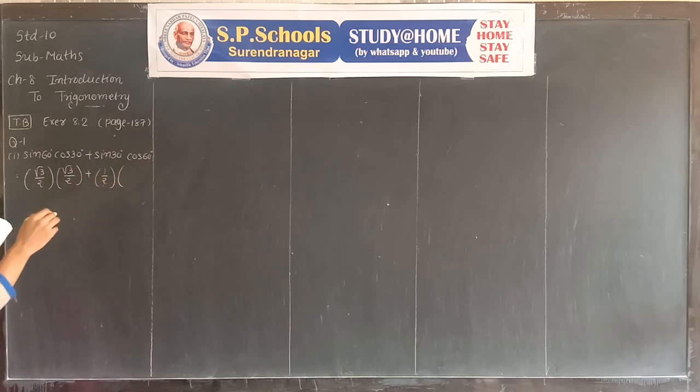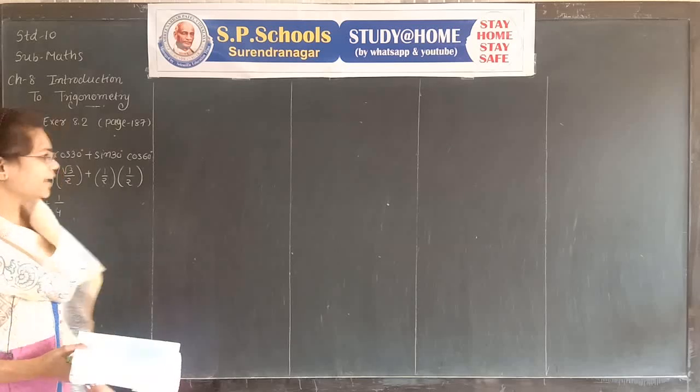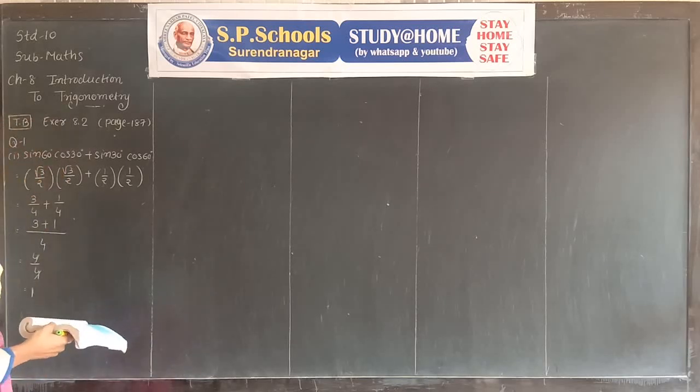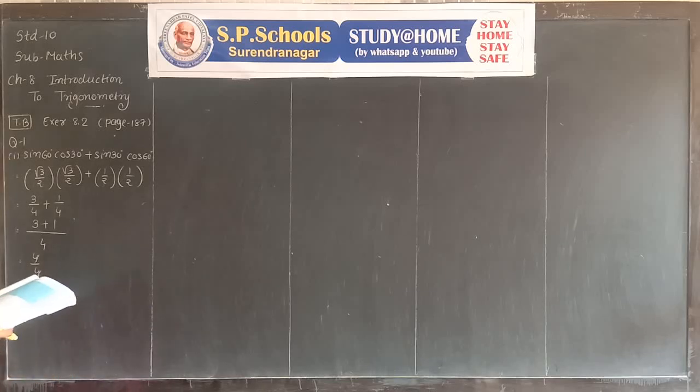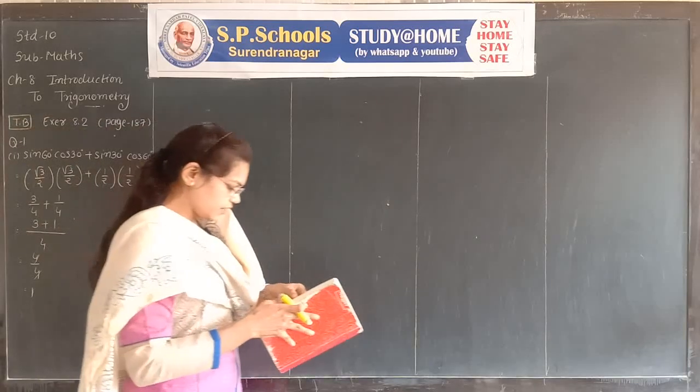and cos 60 is 1 upon 2. This equals root 3 into root 3 is 3, 2 2s are 4, plus 1 1s are 1, 2 2s are 4. Take 4 as the LCM, numerator 3 plus 1 is 4 upon 4. 4 cancels and we get 1. 1 is the value of the expression. Now we go for the second one.